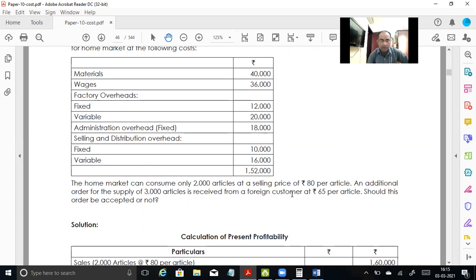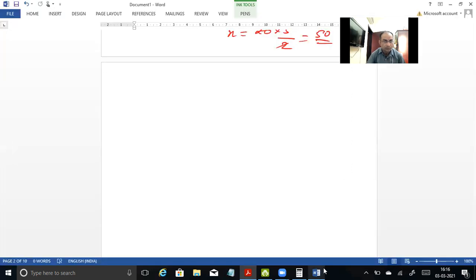Let us check whether by selling the 2,000 articles in the local market, we are able to cover our fixed cost or not. Let us check that one. Then we will see whether our foreign price of 65 is covering our variable cost or not. Okay. So let us check that. For this, we will prepare a statement here to see whether our local market, so this is for the local market.